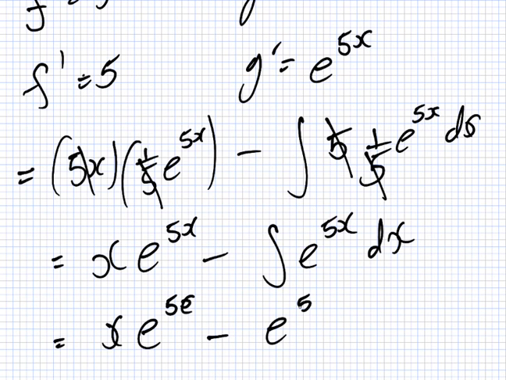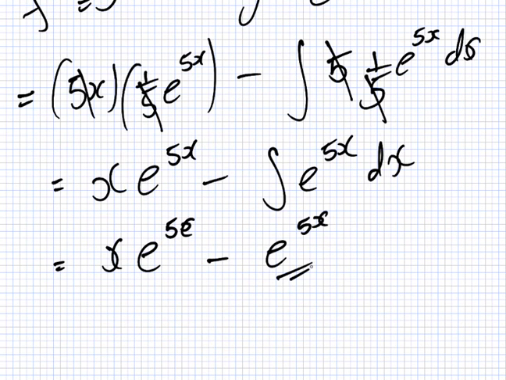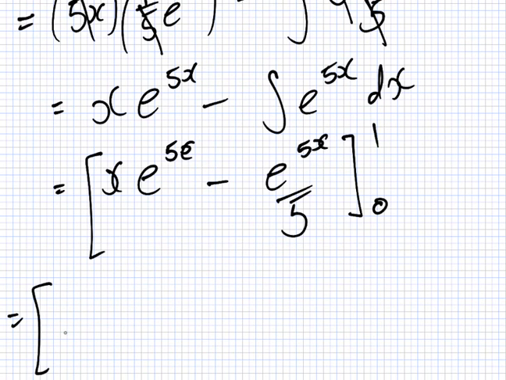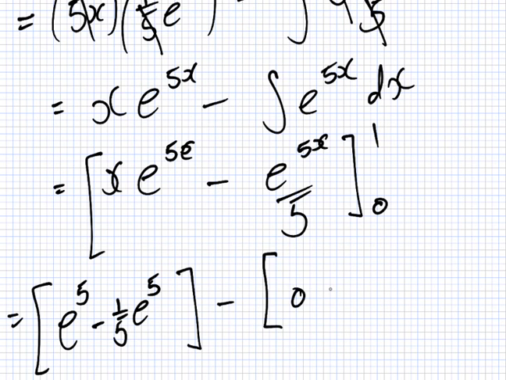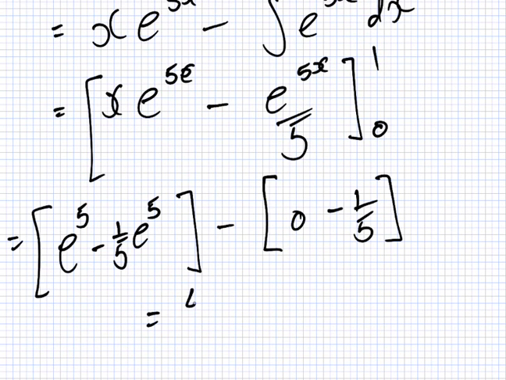Well, it's not. E 5x over 5, and then we put in our limits of 0 and 1. So if I put 1 in first, I'll get E5 minus 1/5 E5. And then if I put in 0, I'll get 0 minus 1 over 5. So the exact answer would be 4/5 E power 5 plus 1/5. But they actually don't even say the exact answer. If you like.